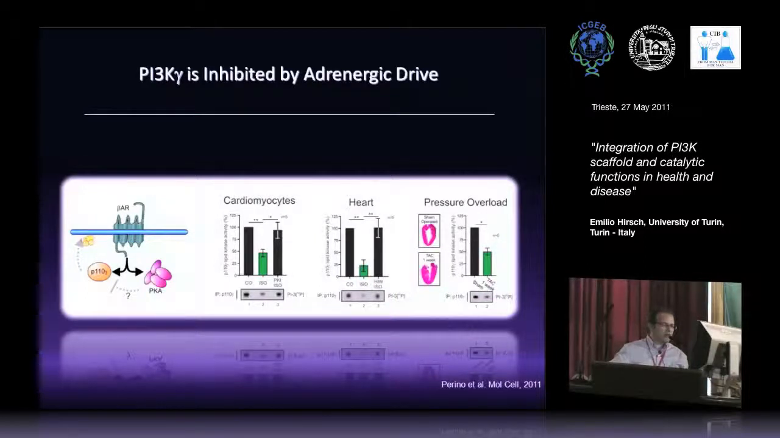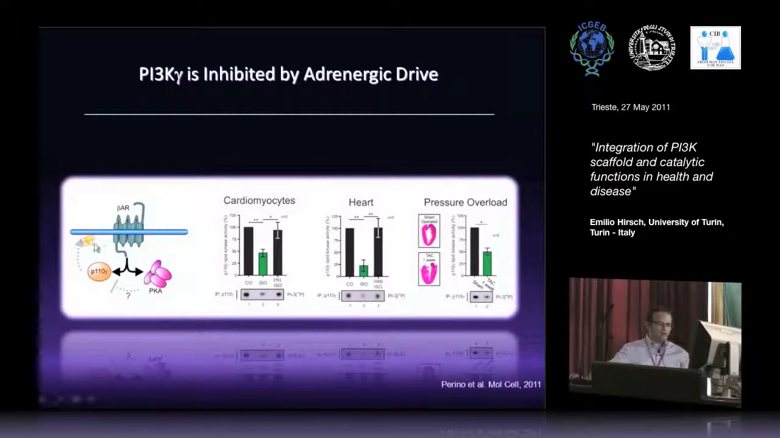And so you all know that beta adrenergic receptors activate the cyclic AMP pathway, adenylyl cyclase, and cyclic AMP is known to activate PKA. So we started to think maybe we have an interconnection between PI3 kinase signaling and cyclic AMP signaling. So we started to hypothesize that PKA could be involved in the inactivation of the catalytic activity of PI3 kinase gamma.